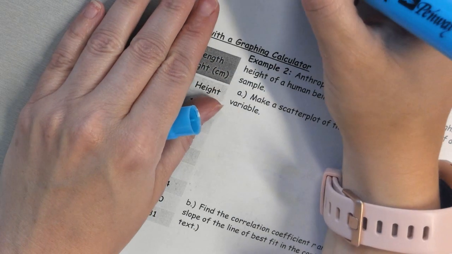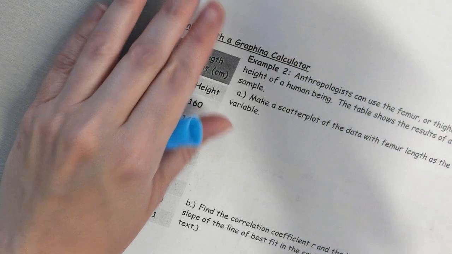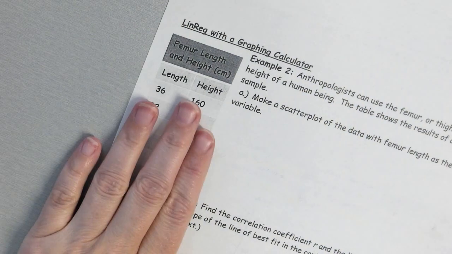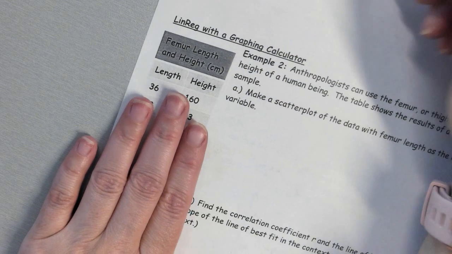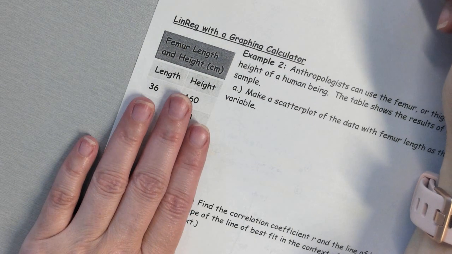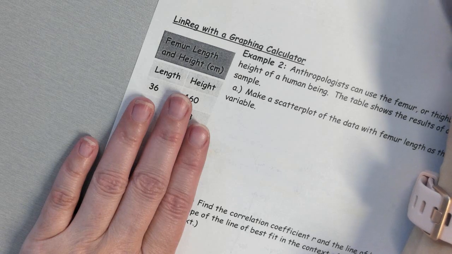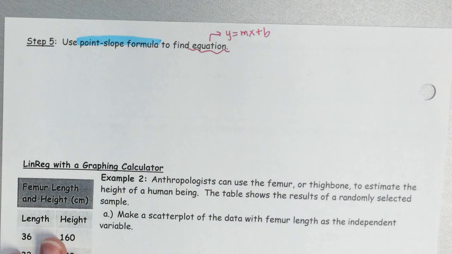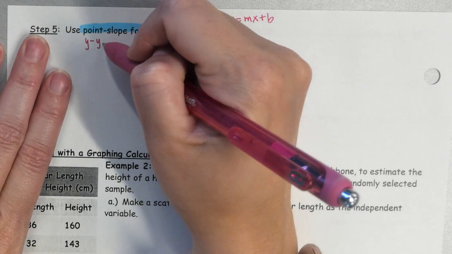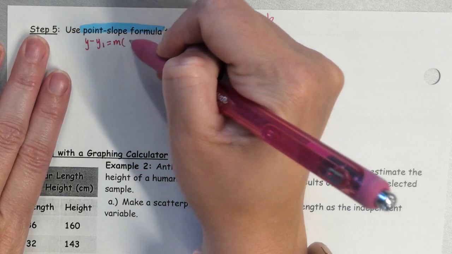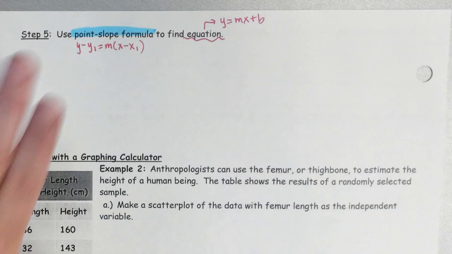Then it's like x minus x1, y minus y. There's something in the middle, but I don't remember. So when you're finding your equation, your final equation is going to be in the form y equals mx plus b. And then what you can do is use the point slope formula to help get you there, which is y minus y1 equals m multiplied by x minus x1.